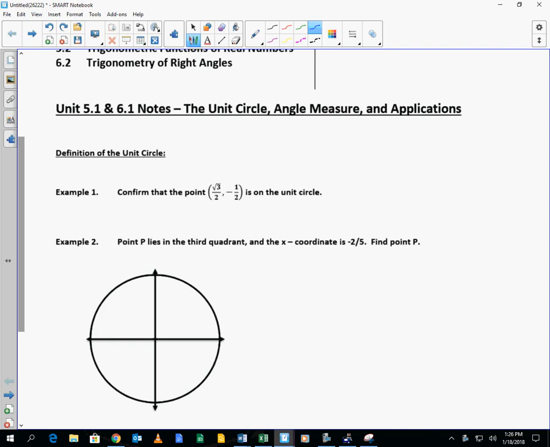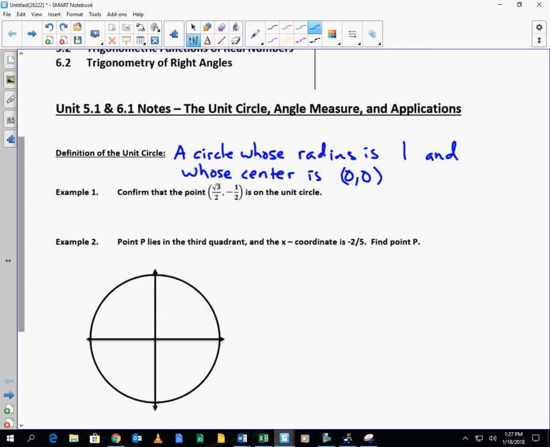The unit circle is a circle whose radius is 1 and whose center is 0, 0. That's the unit circle. Trigonometry can really start with that idea.